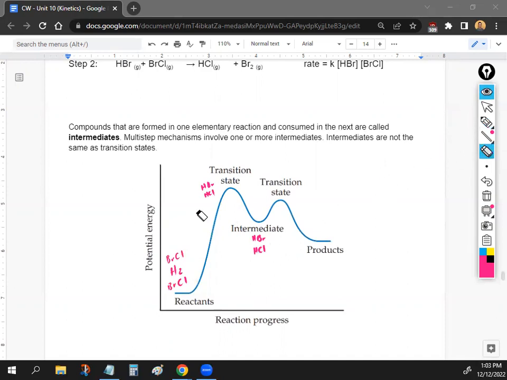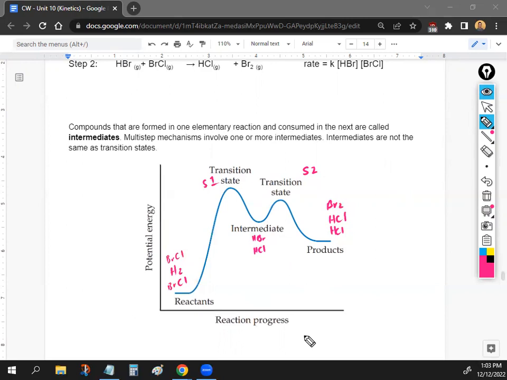You just have to be able to identify it. If they give you the multiple steps and give you this energy diagram, they would just ask you what's the intermediate, and you'd be able to identify that. So this would be the two intermediate steps. And then step 2 would happen right here. That's going to be another transition step. And then you'll end up with your two products, which are HCl's and Br2.